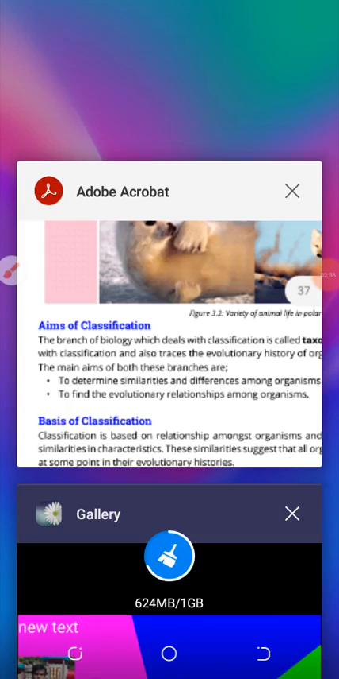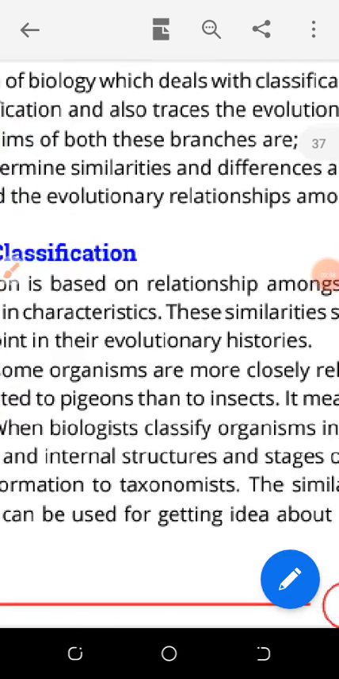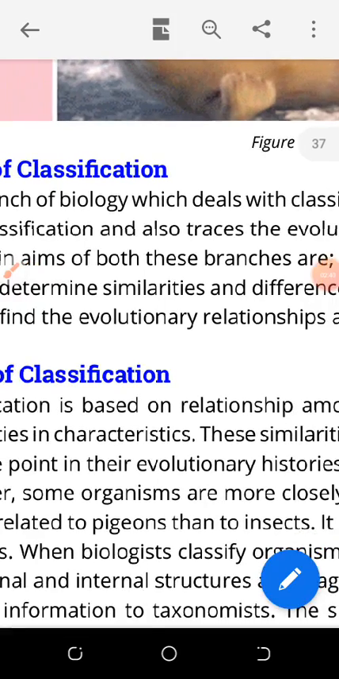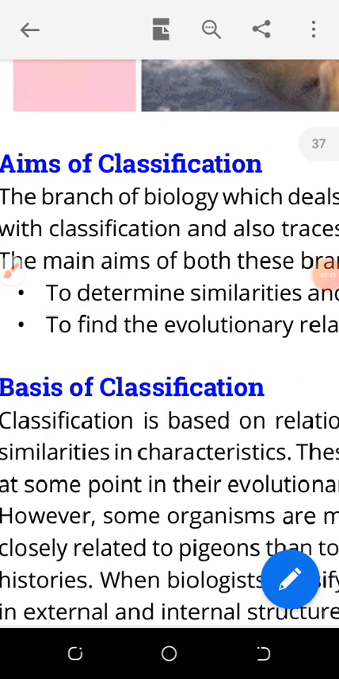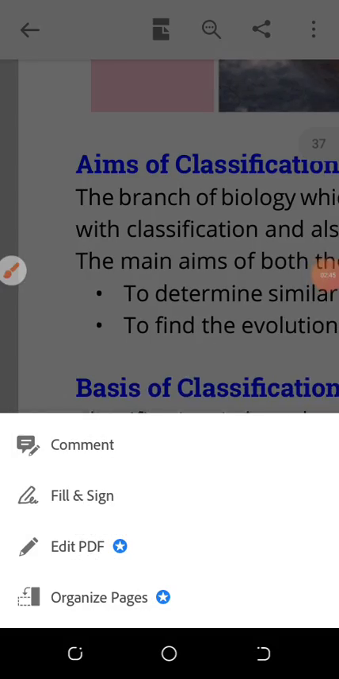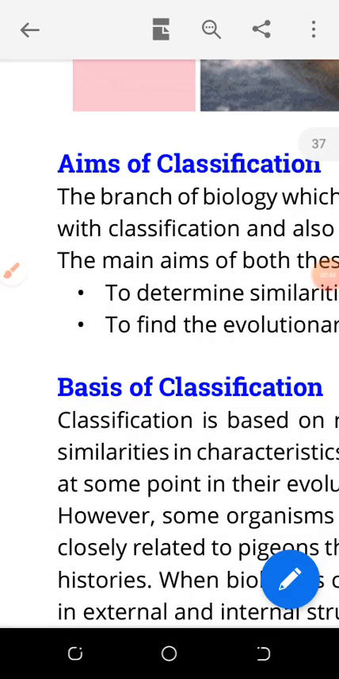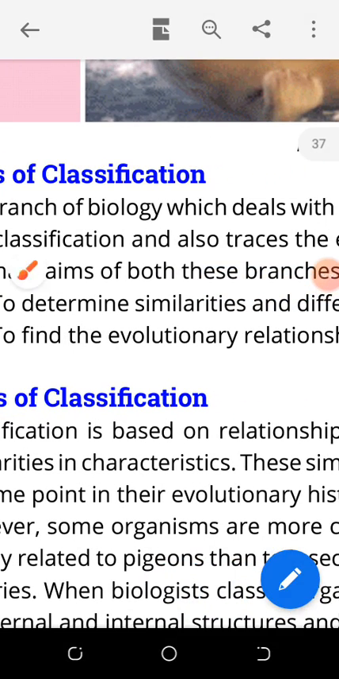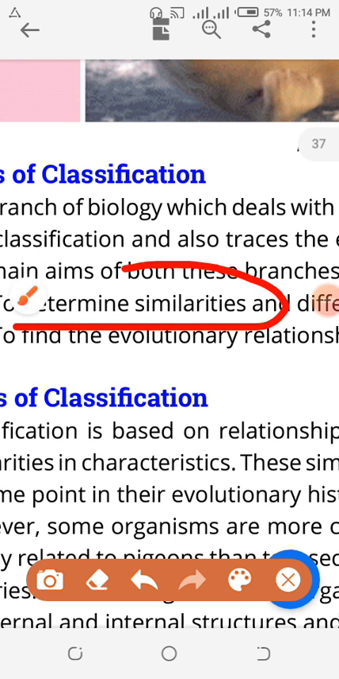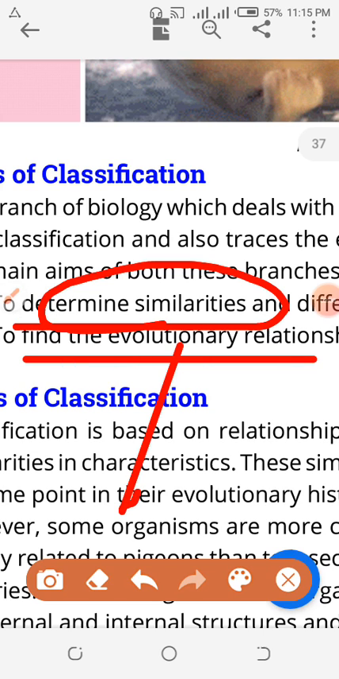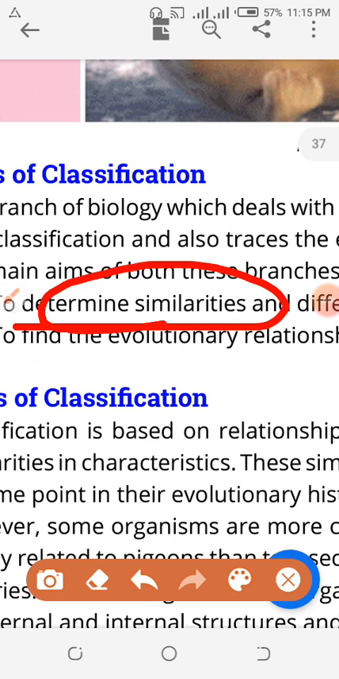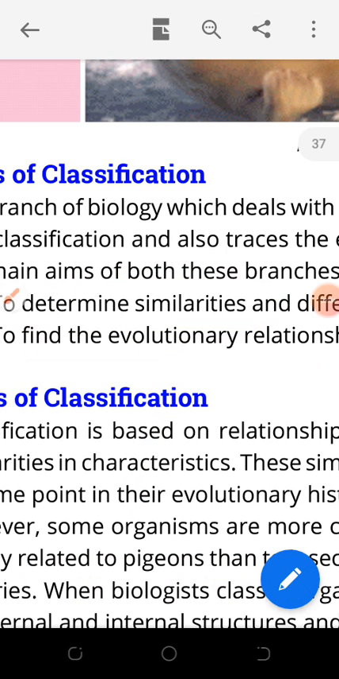So today I will tell you the reasoning I was explaining. I will highlight two reasons why the animals and the plants are classified. You will be able to understand now. Look here: to determine the similarities and the differences between the individuals, and the second one is the evolutionary relationship. So these are the two main reasons why animals and plants are classified.